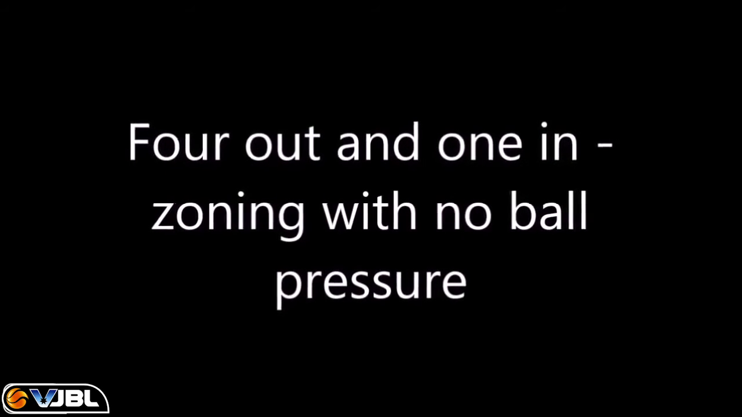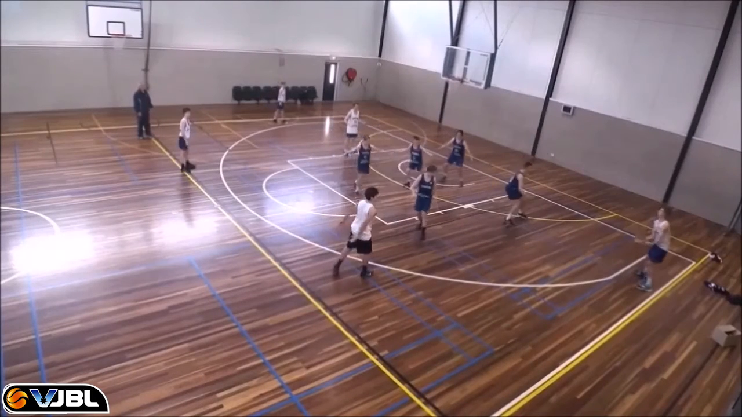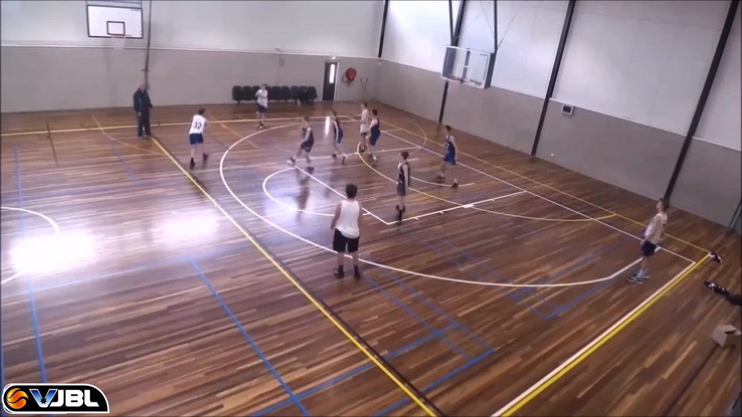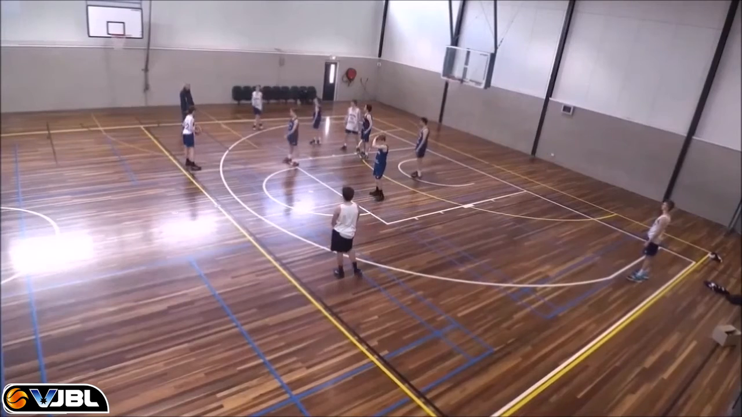In this instance, we're going to look at sagging defence, where there's no pressure on the ball. It would be expected with reasonable man-to-man defence that the person guarding the ball would be at least touch distance away from the ball, putting pressure on the ball area. Here you can see there's no effort at all to guard the ball.